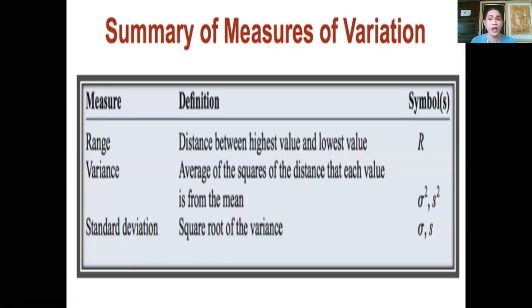A summary. Let's sum up everything that we have learned in this video discussion. The measures of variation are the range, variance, and standard deviation. The range is the distance between the highest value and the lowest value, sometimes represented by the symbol capital R. The variance is the average of the squares of the distance that each value is from the mean. The symbols used to represent the variance are these. Standard deviation means the square root of the variance, or it can be represented by the symbol sigma. Okay, so I hope you'll be able to remember these topics about the measures of variability.